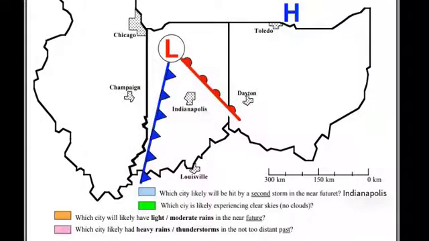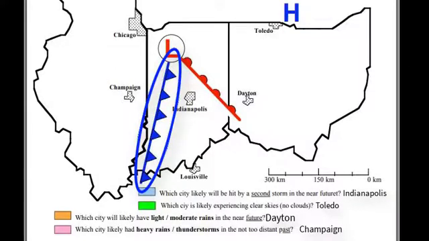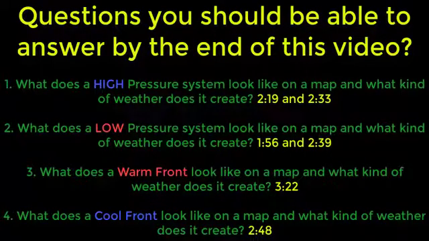The city that is experiencing clear skies is the one near the high pressure, so that would be Toledo. The city that will have light to moderate rains in the future would be Dayton, because the warm front is headed that way. And the city with the heavy rains in the not too distant past would be Champaign, because that cold front just passed through. So hopefully this makes sense to you, and we will definitely have more practice tomorrow.